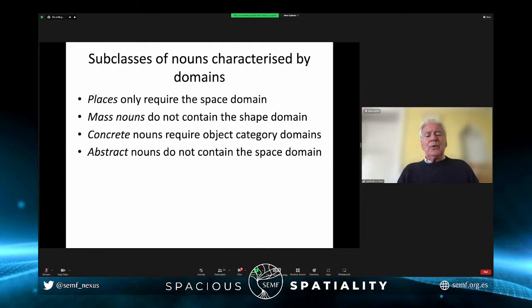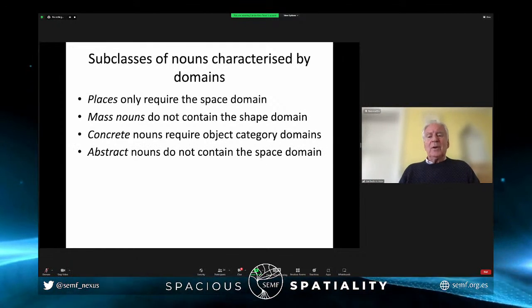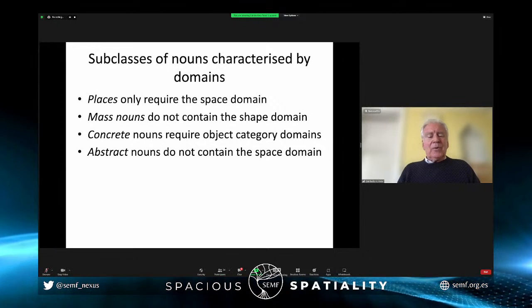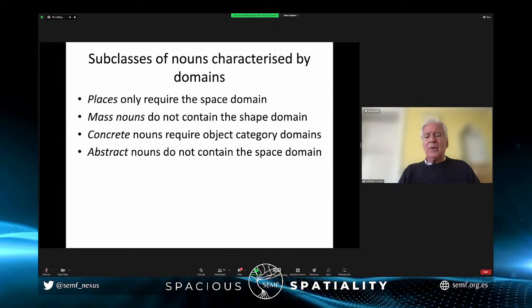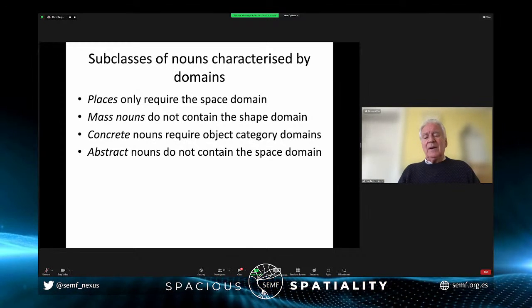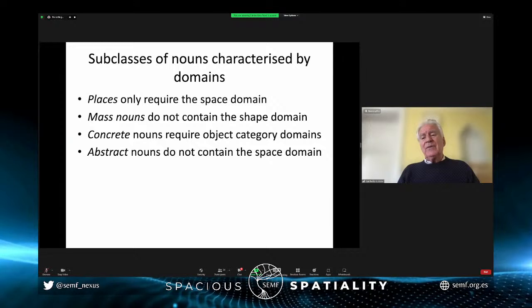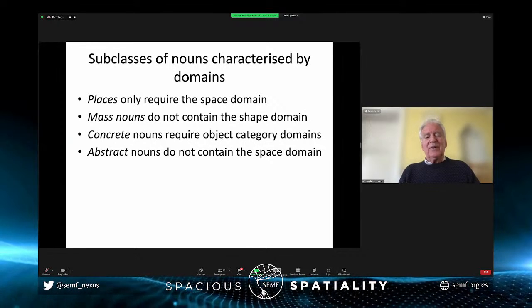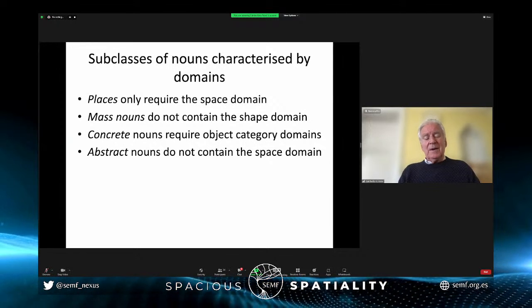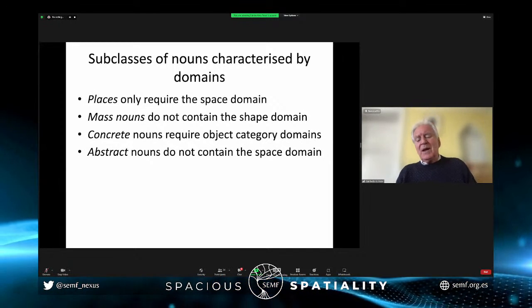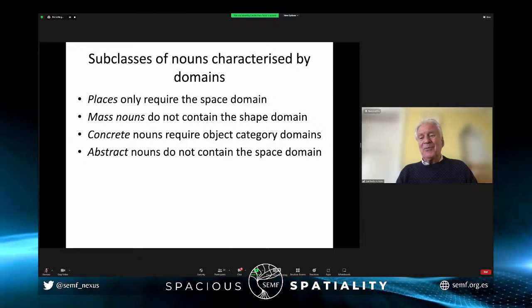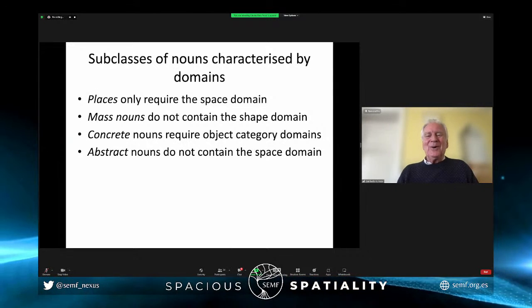Abstract nouns don't contain the space domain. When I'm talking about happiness or democracy, or whatever you want to use as an abstract example, they are not located in space. So that's one characteristic of abstract nouns. What other domain they contain depends very much. I don't really have a good theory of abstract nouns, except that they are not located in space.